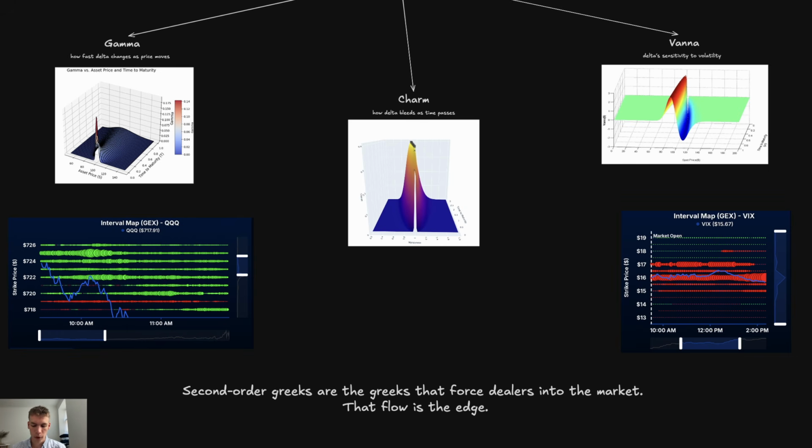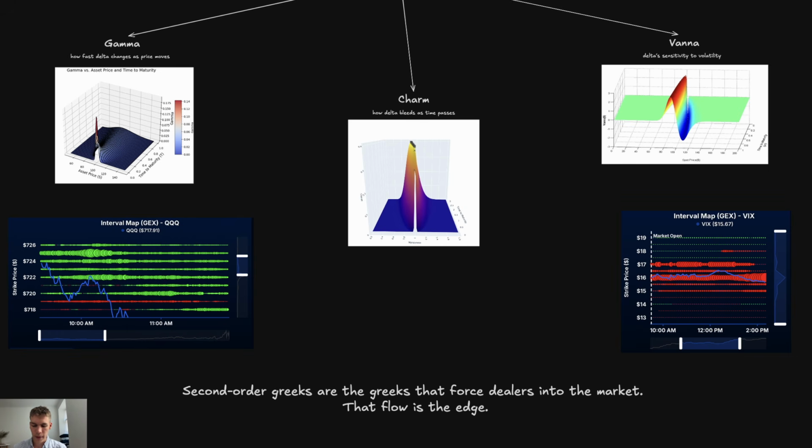There's a third one, Vanna. It's delta sensitivity to volatility. It's real and it matters, but I check it through a different mechanism entirely. I use VIX and I look at gamma exposure on VIX, and that's its own video. If you want me to create a video on this, you should let me know. Today we're going to focus on gamma and a little bit of charm.